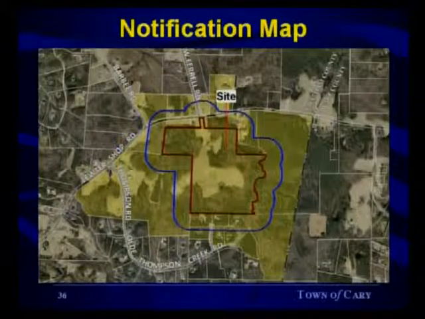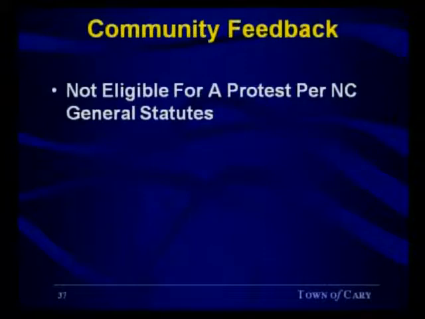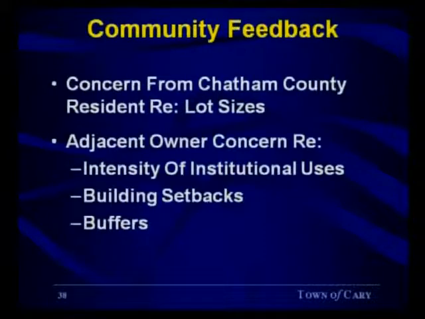Property owners within 400 feet of the subject property were notified by mail. The property was posted and advertised. Although the property being outside Cary's corporate limits and not having Cary-based zoning was not eligible for a protest petition, there was a good bit of feedback from adjacent property owners. Concern that was expressed at the public hearing was that the lot size was not compatible with the adjacent properties. With R8 zoning, you could have an 8,000 square foot lot. Adjacent property owners were concerned about intensity of institutional uses, building setbacks, and buffers.